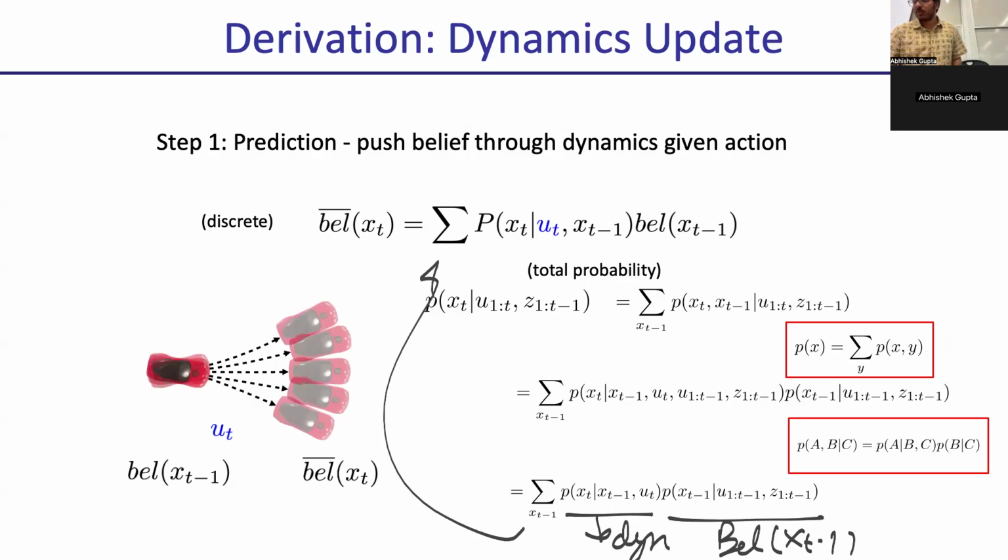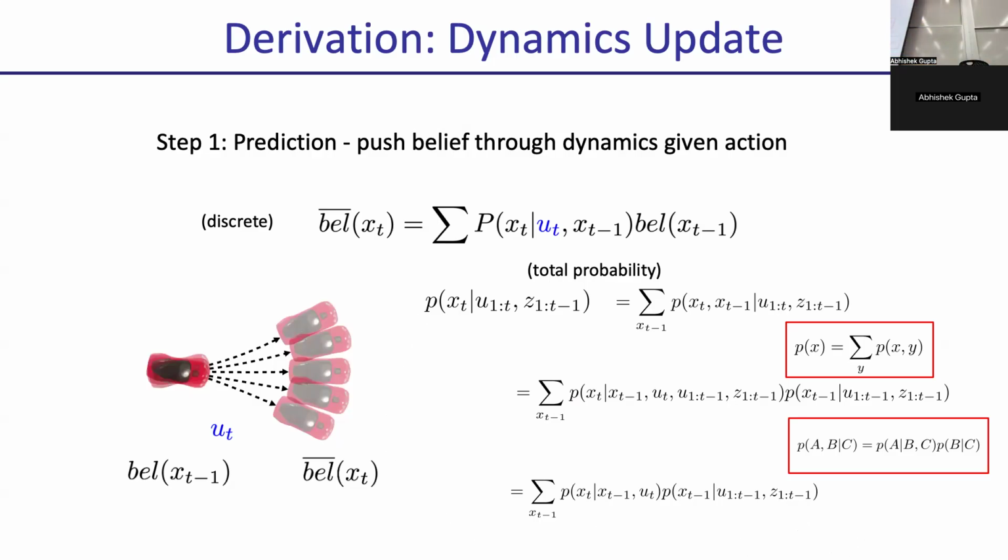Okay, so I'm seeing lots of people looking super lost, but I am not a mind reader. So let's go over it again and ask me questions, right? The important part is we have belief at xt minus 1. We want to get to belief bar, right? And our update is going to look like: take belief at every single xt minus 1 and multiply it by the likelihood that you went from xt minus 1 to xt when you took the action ut. And then you sum it up over all the xt minus 1s.